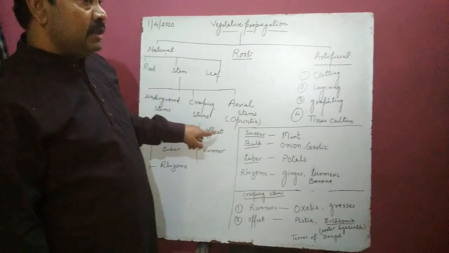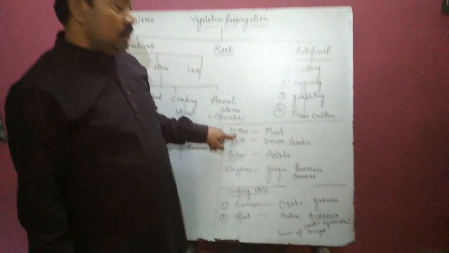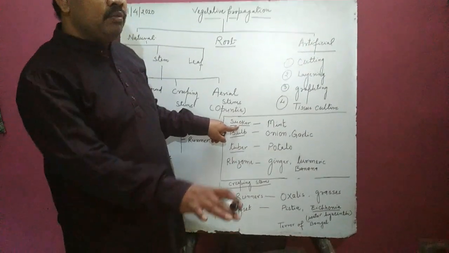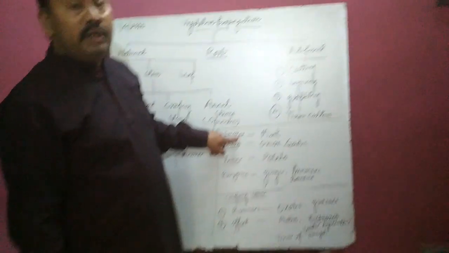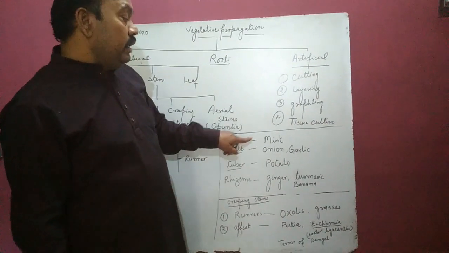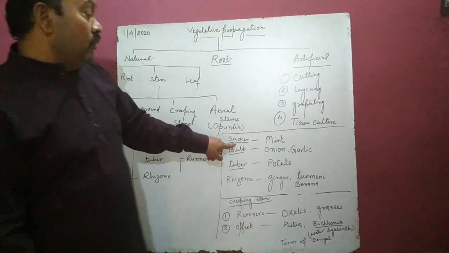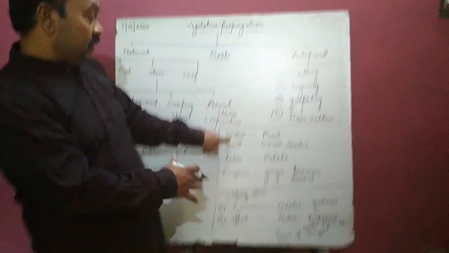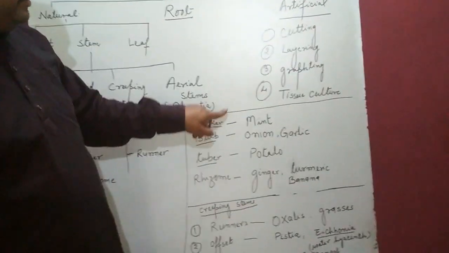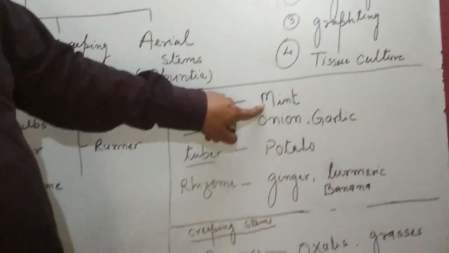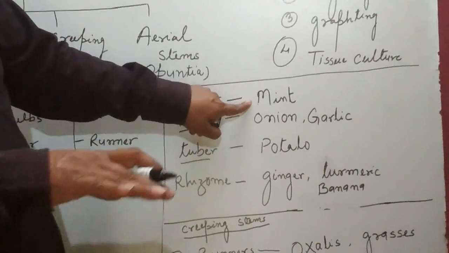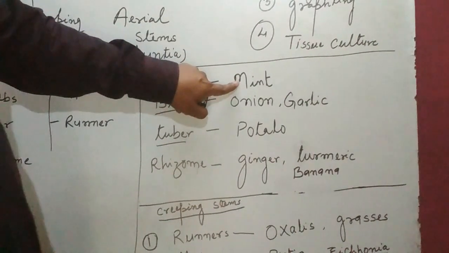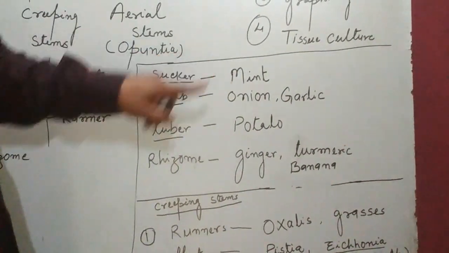Sucker means in some plants the stem runs parallel, or horizontally, to the soil and germinates into a new young one, in case of mint. Look here carefully. Sucker is a good example of the mint. In the mint plant, the stems move horizontally along the surface of the soil and germinate into new plants.